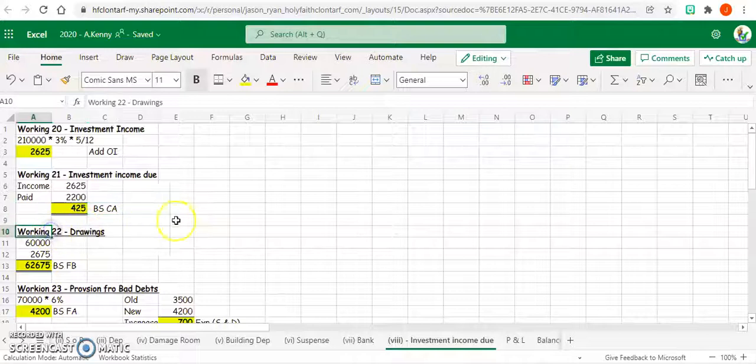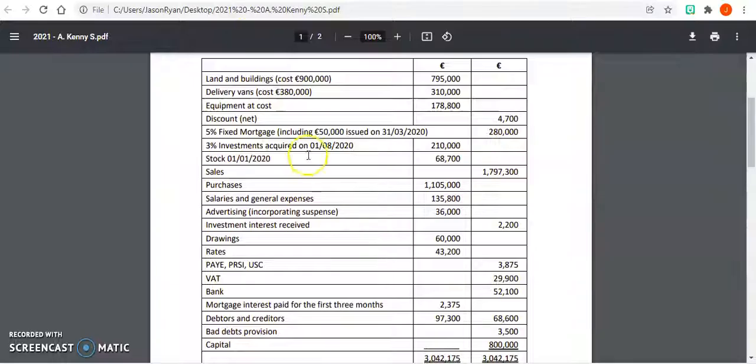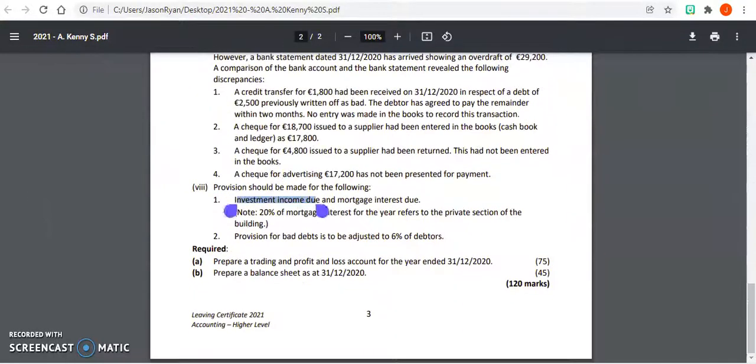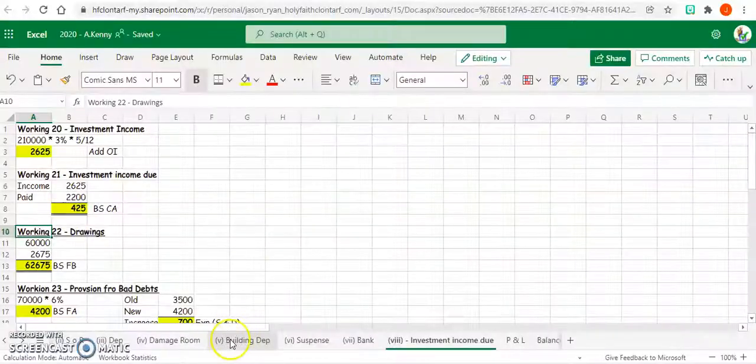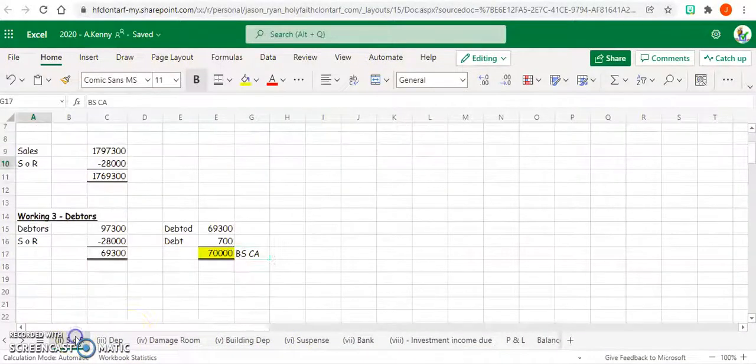We have our drawings then, which was from our mortgage interest. 20% of mortgage interest for the year refers to a private sector of the building. So we've that done as part of our suspense account. And the last part then is to provide a provision for bad debts to be adjusted of 6% of debtors. So we have an adjustment done for our debtors.